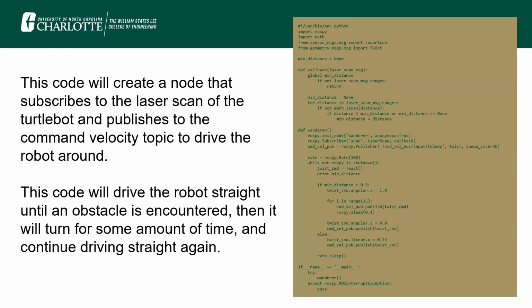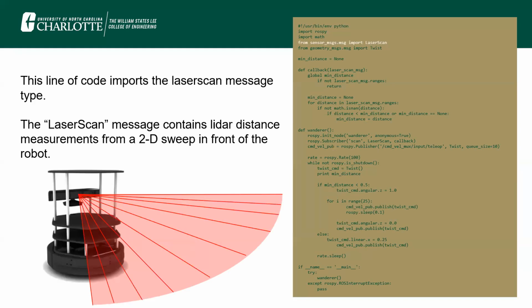So the code for this looks like this giant blob. We're going to highlight a couple of important aspects of it. At the top, we've got new messages that we're importing. So here we're pulling in from sensor_msgs.msg the LaserScan message type, which is going to give us this 2D sweep in front of it.